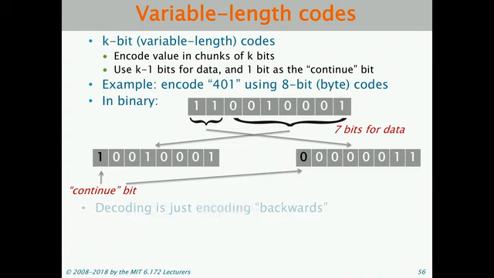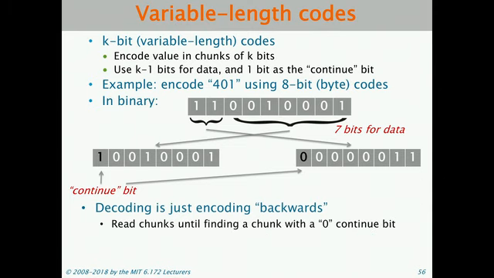Decoding is just doing this process backwards. You read chunks until you find a chunk with a 0 continue bit. Then you shift all of the data values left accordingly and sum them together to reconstruct the integer value that you encoded.